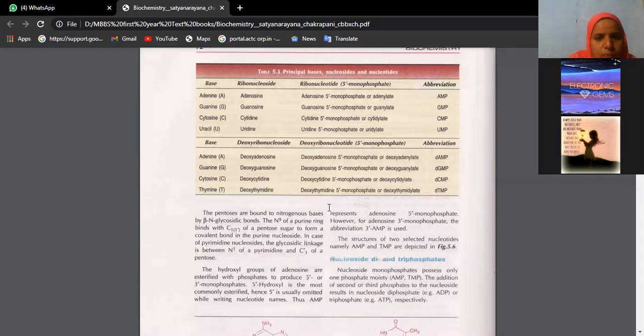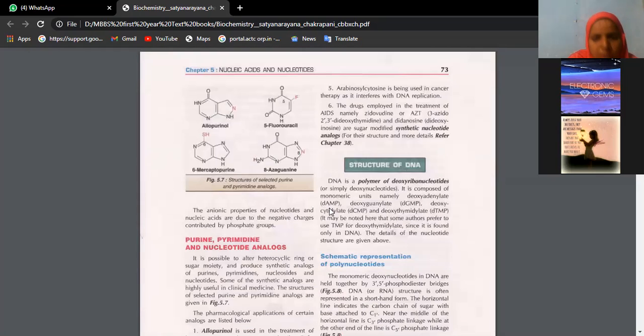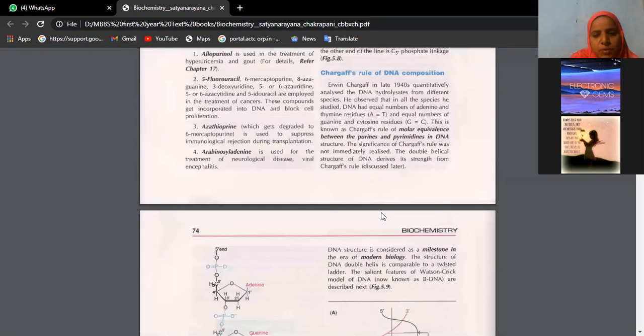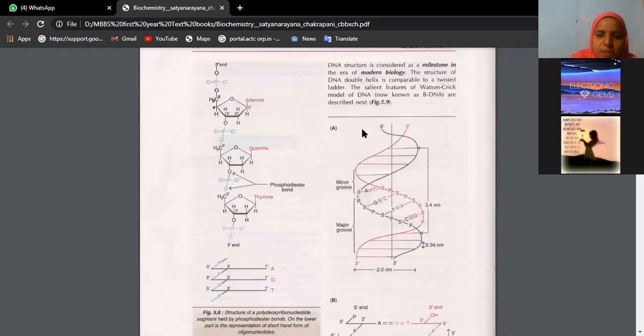Then the structure of DNA. So we have the double helix model, and that is Chargaff's rule. This is the classical double helix model you should talk about. We have two strands, one strand running in the 5 prime to 3 prime direction, the other running in the 3 prime to 5 prime direction. Then the backbone is formed by phosphate and sugars.